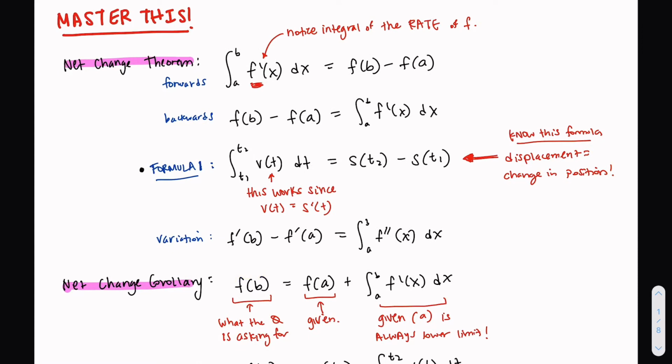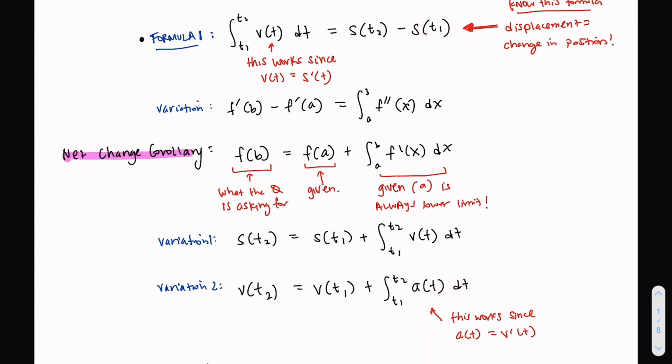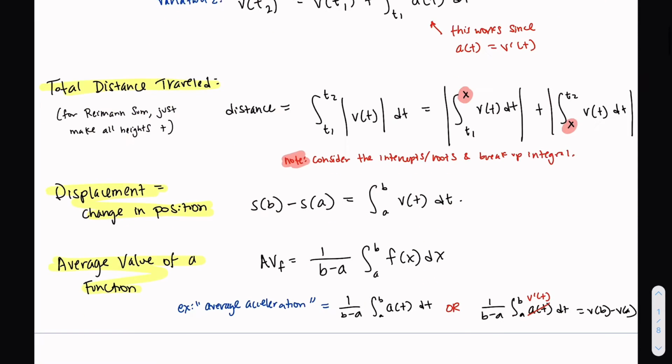Moving on, here's a variation on that. If I want the position at some time, I can take the earlier time and then add the change in position between the two times. Similarly, I can do that with velocity. So v of t2 equals the velocity at the first time plus the change in velocity. And this works because a of t is just v prime of t.